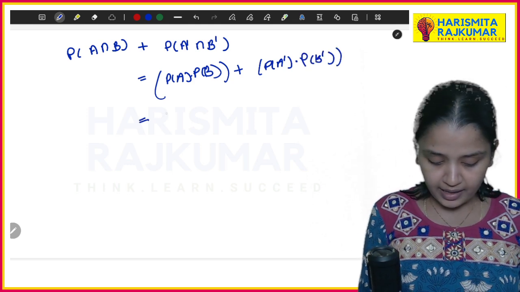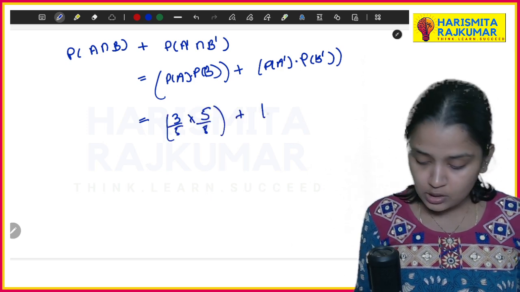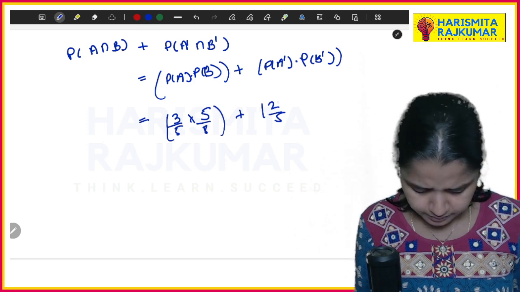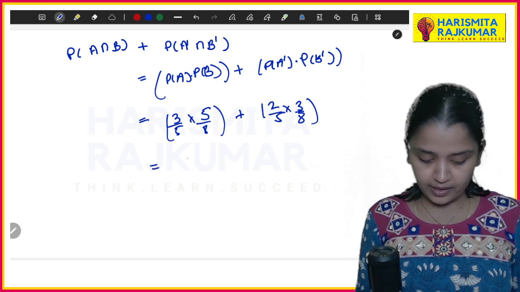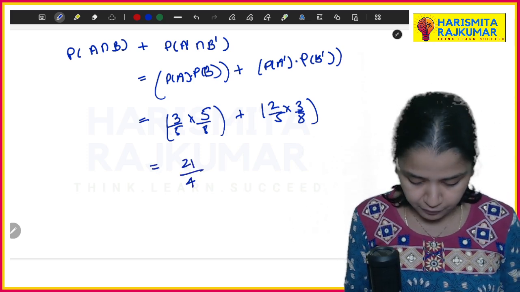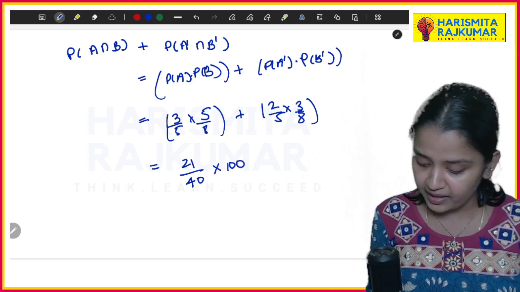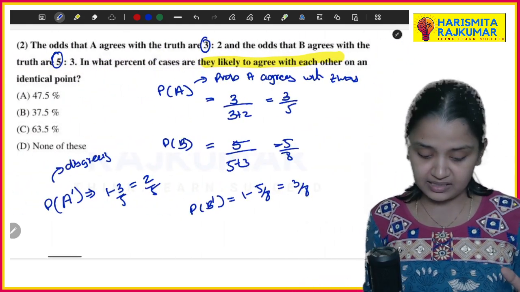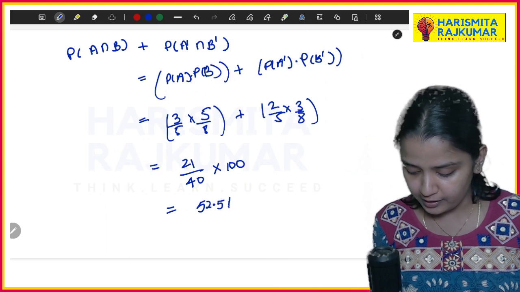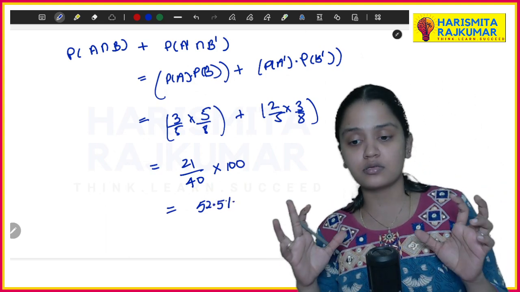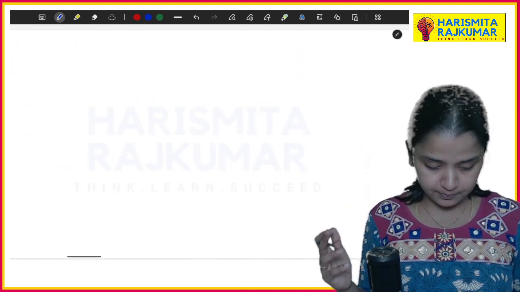When I do that, it will be 3 by 5 into 5 by 8 plus 2 by 5 into 3 by 8. So when I do everything together, I get 21 by 40. Since the answer is asked in percentage, I am multiplying by 100. I'll be getting approximately 52.5% as my approximate answer. Now let's quickly go to the next one.